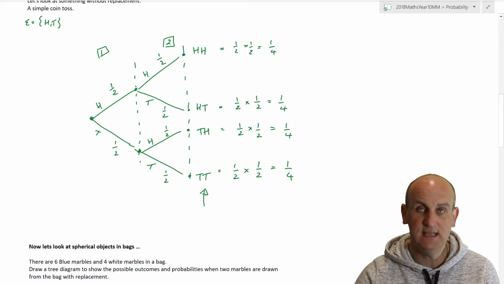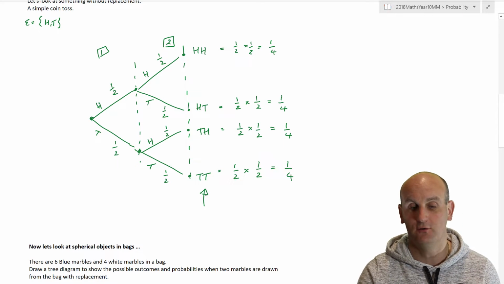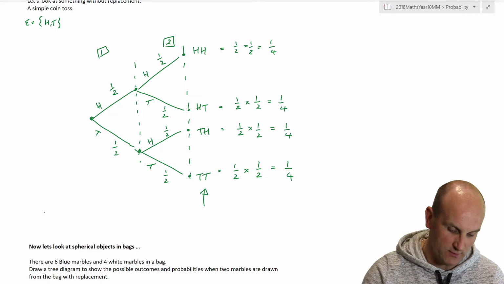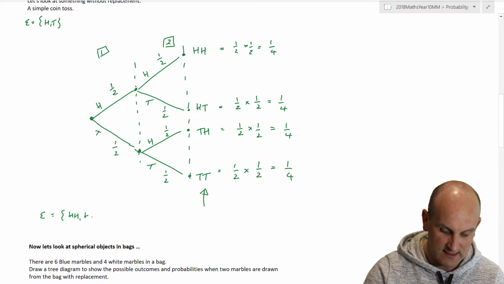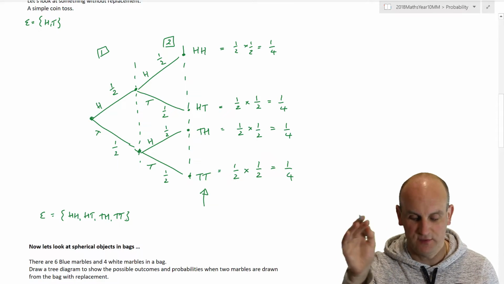Firstly, this now lists all of your possible outcomes from tossing a coin twice, otherwise known as your sample space for tossing the coin twice. So if I wanted to write my sample space, I would have head head, head tail, tail head, and tail tail, with the curly brackets because they're important. Tick, thank you very much.